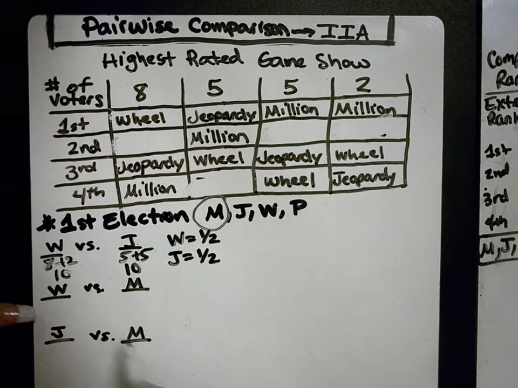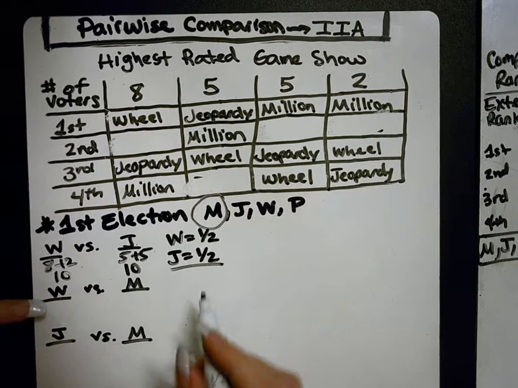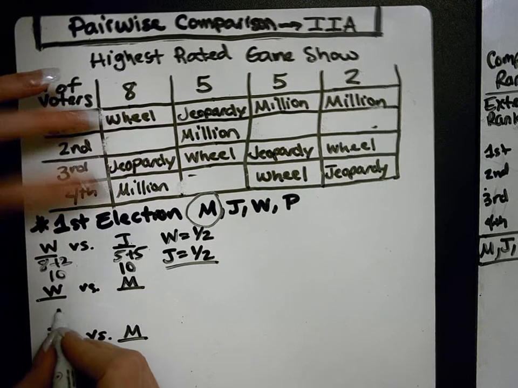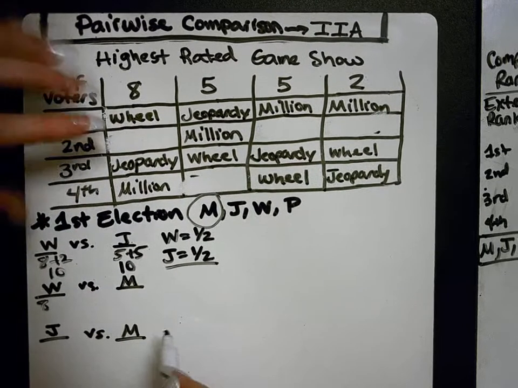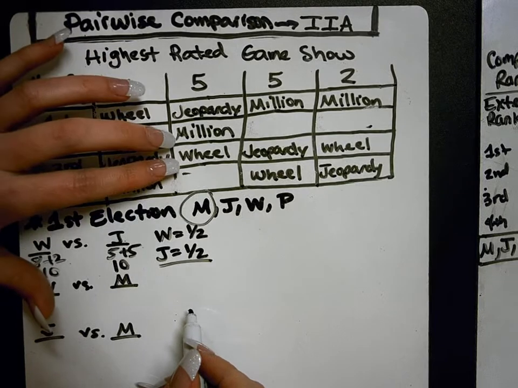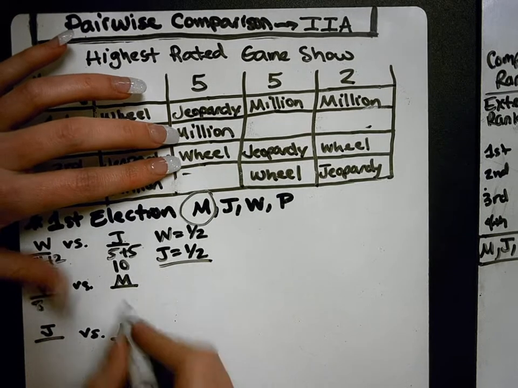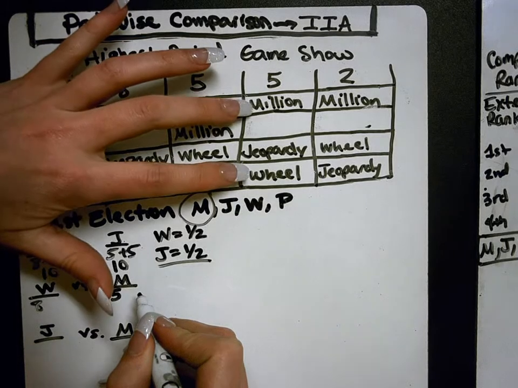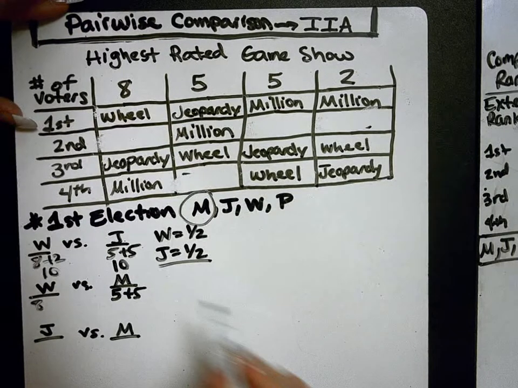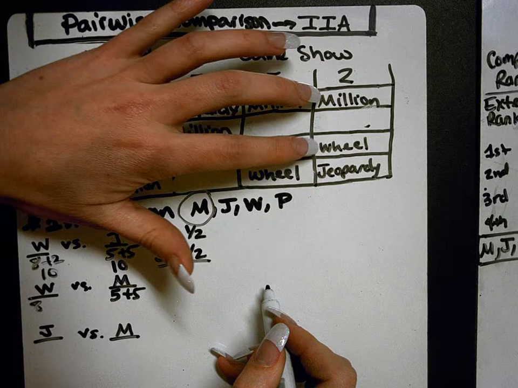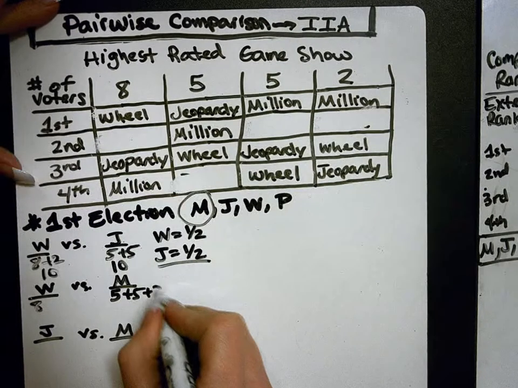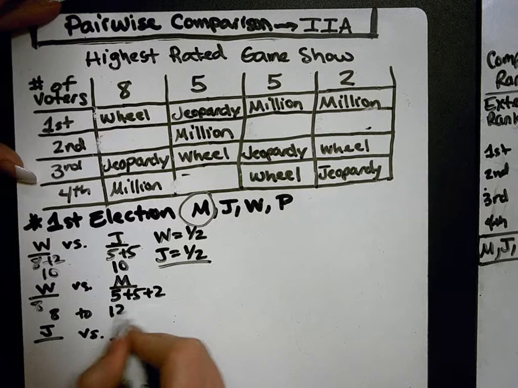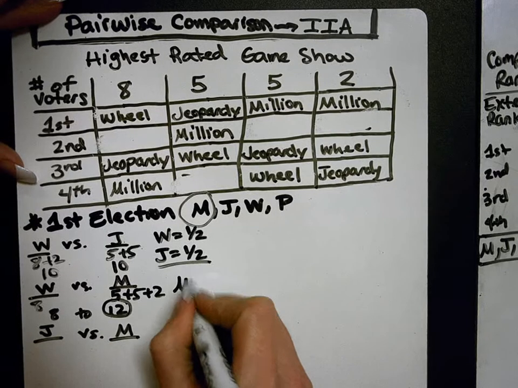Moving on to the next head-to-head is Wheel versus Millionaire. Wheel is preferred. Wheel gets 8. Next one, Wheel versus Millionaire. Millionaire is preferred. Millionaire gets 5. Third column, Wheel and Millionaire. Millionaire is preferred. Millionaire gets 5. And last column, Wheel versus Millionaire. Millionaire gets 2. So we have 8-12. Millionaire wins. So Millionaire gets 1 point.